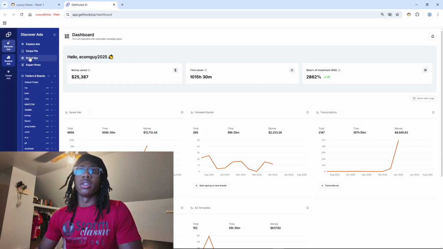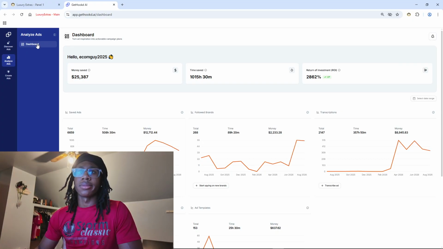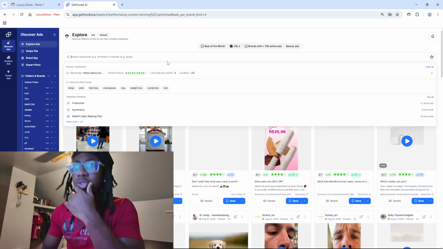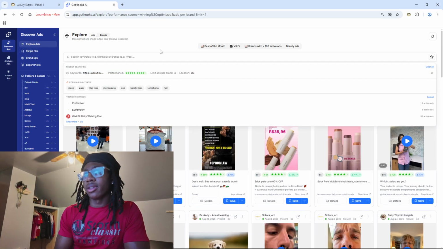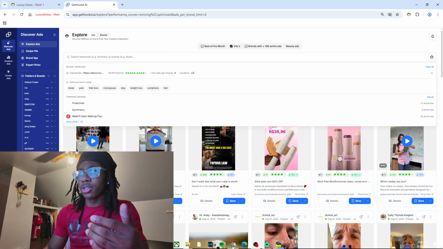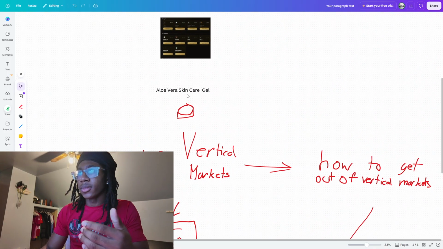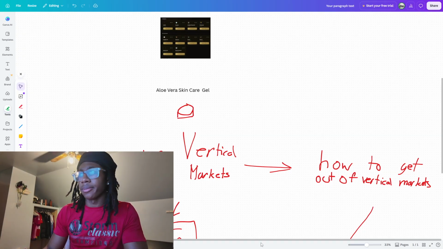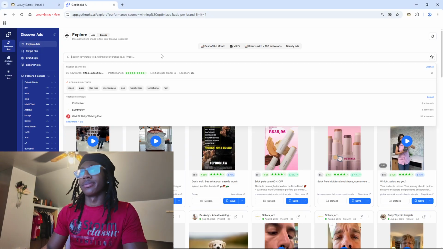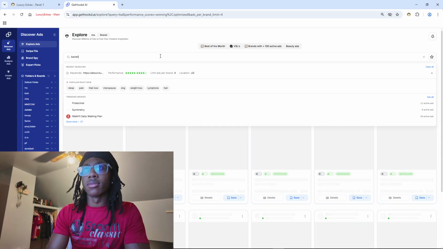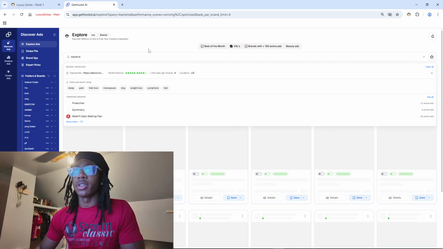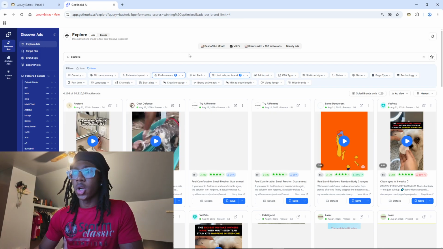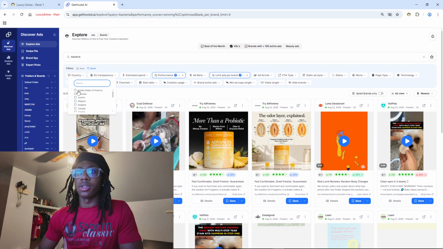Then when you're in here, let's just go to analyze ads or discover ads, right? And what you want to search is literally, say we're selling an aloe vera skincare gel, but in our marketing we had bacteria or cleaning. So we're literally just going to search those terms in Get Hooked and see what pops up. Okay, bacteria, and I'll make sure it's on USA.